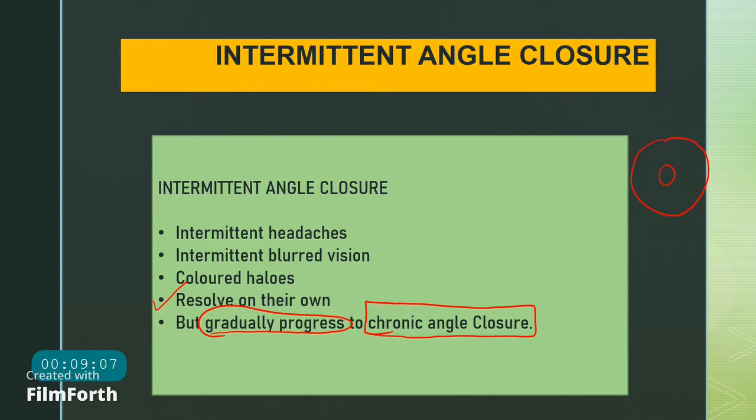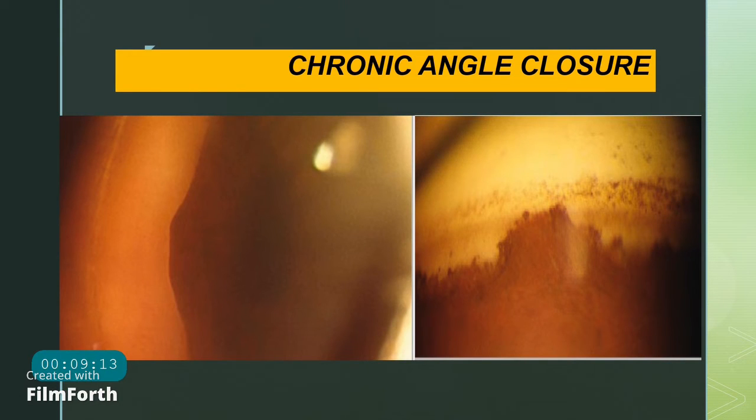Okay, so gradually they can develop synechiae in their angle, and that will lead to chronic angle closure. So what is chronic angle closure? As I told you, in chronic angle closure, basically the synechial formation will occur like this. You can see this goniosynechiae.